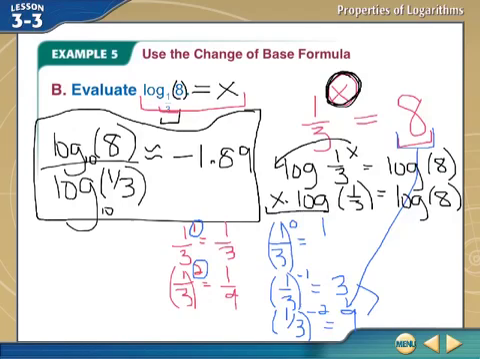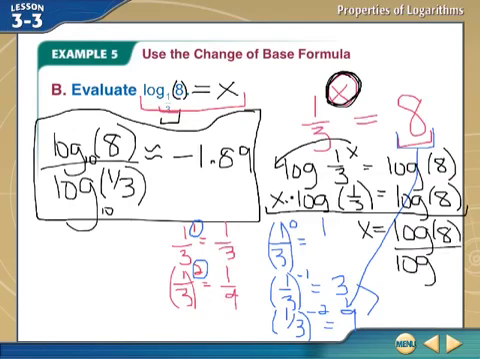And then if I'm going to solve this equation for x, since I'm multiplying x times log of 1/3, I divide both sides by log of 1/3, and I have my answer. Log of 8 divided by log of 1/3. Now, that's my exact answer. I can plug in log of 8 divided by log of 1/3 on my calculator and, of course, get approximately -1.89.